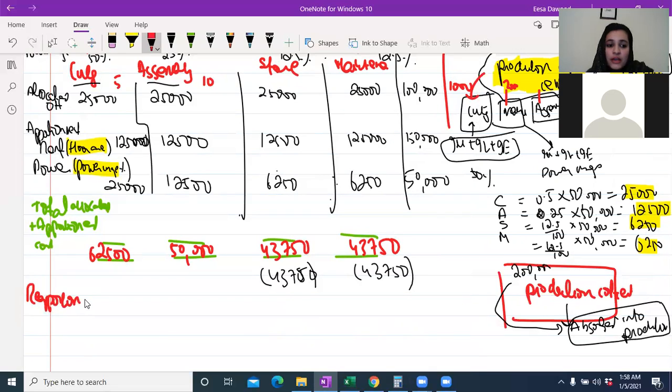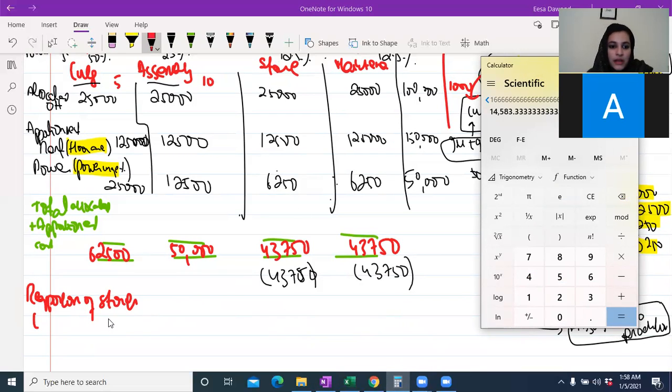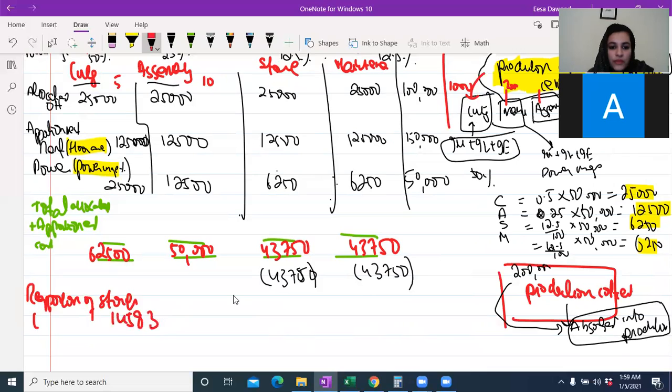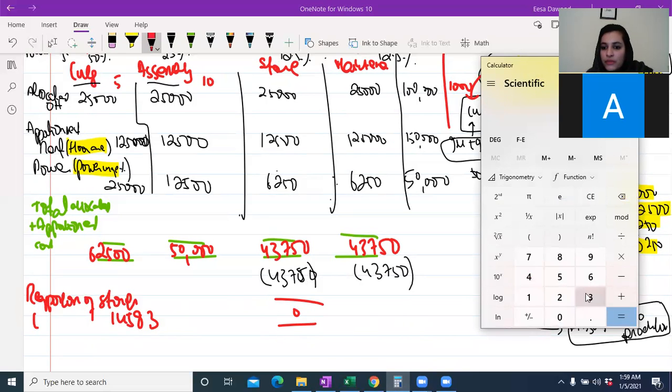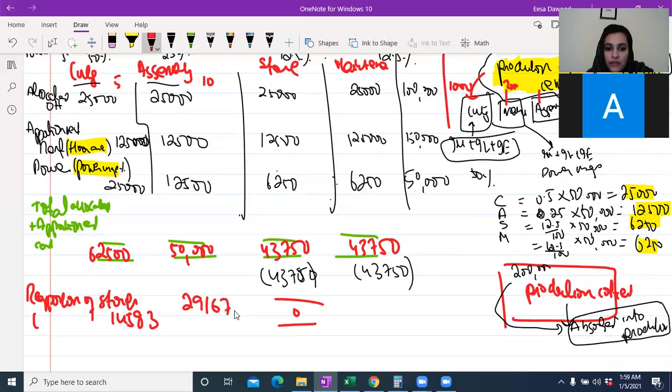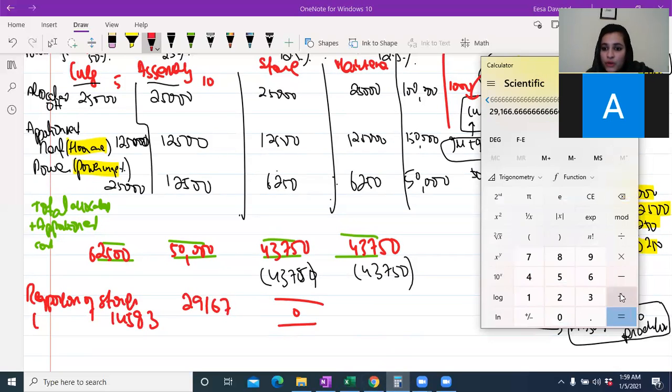First of all, I'm doing the reapportionment of stores based upon the material requisitions. So how much cost goes to cutting? 14,583. This cost is nil, and 14,583 goes to the cutting department. How much goes to the assembly department? For example, 43,750 was the cost, total material requisitions were 15,000, and 10,000 material requisitions were for the assembly department. So 29,167 of the cost will go to the assembly department. If I add up both costs, 14,583 plus 29,167, it has to be equal to 43,750.